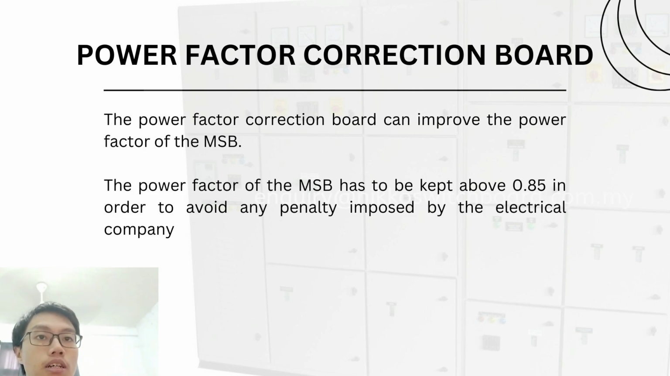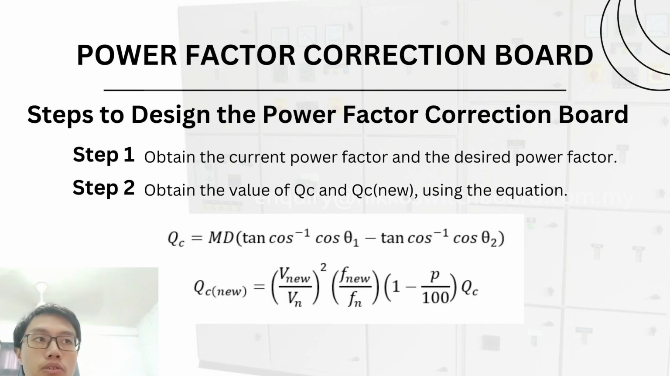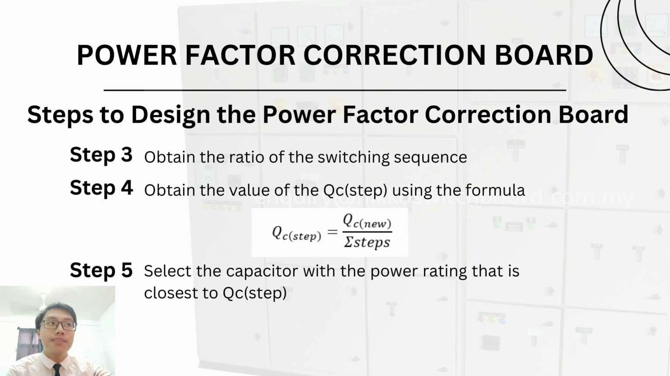Now I'm going to briefly talk about the steps in designing the power factor correction board. The first step is to obtain the current power factor and the desired power factor. The next step is to obtain the value of QC and QC new using the following equations. The third step is obtaining the ratio for the switching sequence. The fourth step is to obtain the value of the QC step using the formula above. After obtaining the value of QC step, a capacitor value closest to the QC step rating will be selected.